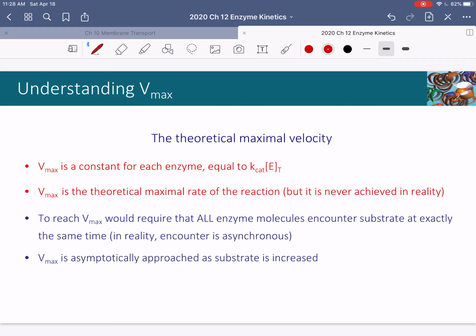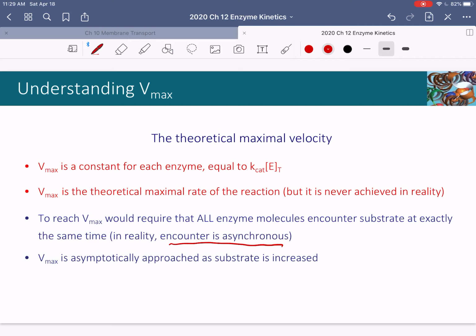And this slide is similar to the slide that we ended the last video on. It's a summary slide of all the things that Vmax actually is. Remember, it is the theoretical maximum velocity. We're never going to reach Vmax because in reality, encounters between E and S are asynchronous. They're not simultaneous. So it's the theoretical maximum rate of conversion of the substrate to the product. And it's also a constant.